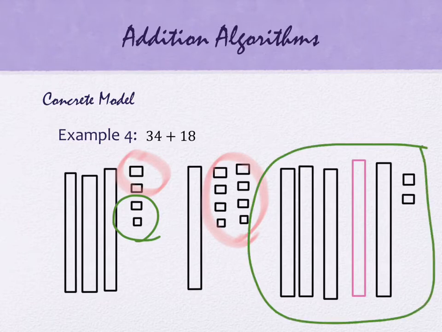And we can count them up. How many longs do I have? 5. And how many units do I have? 2. So this is the number 52 from a concrete model perspective.